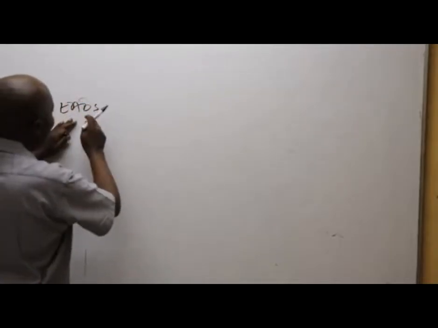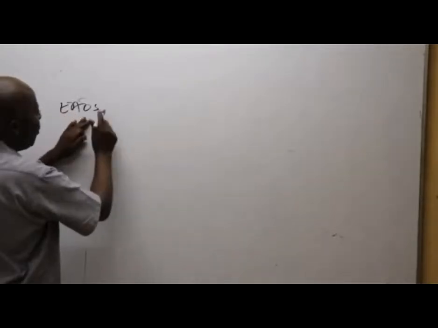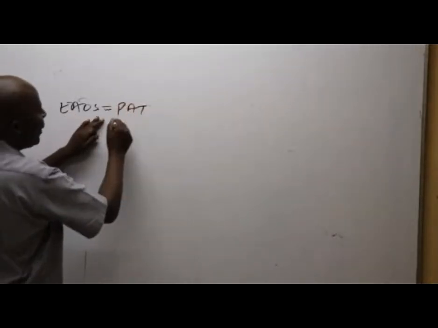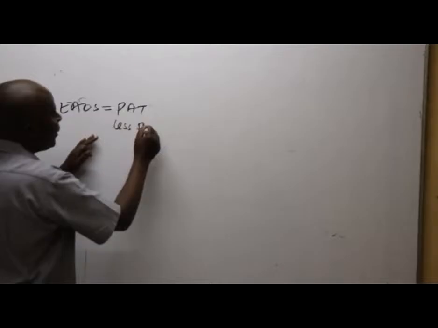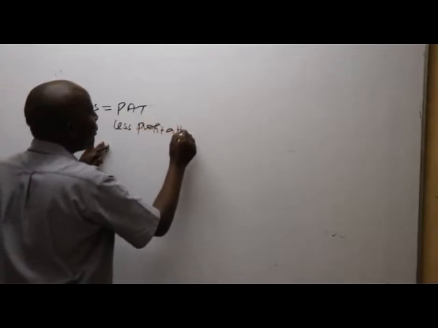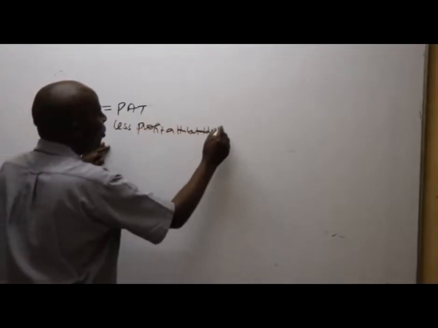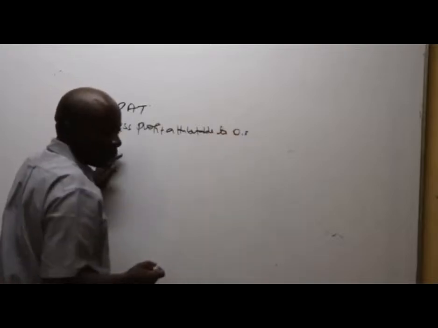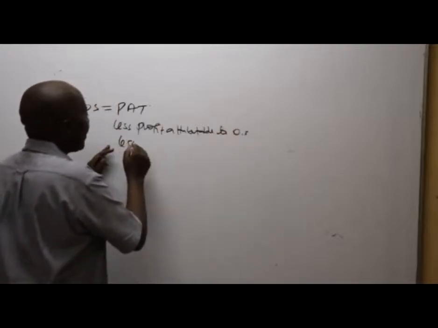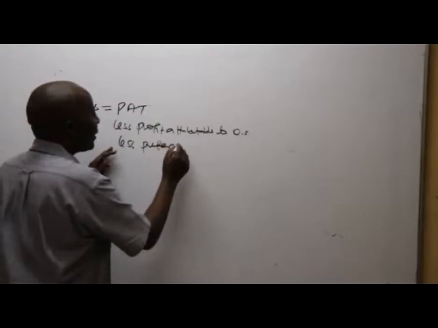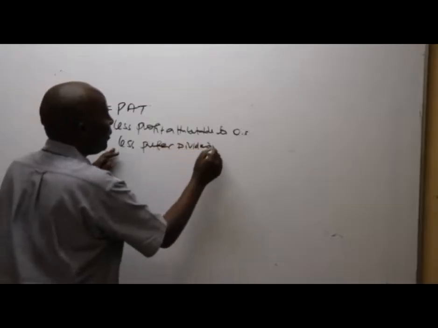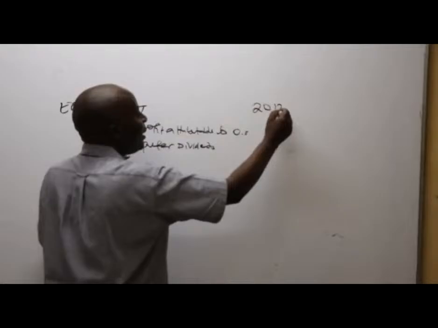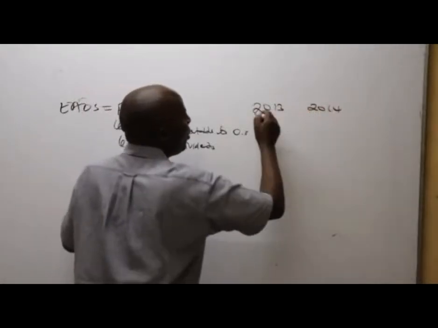The EROs, earnings attributable to ordinary shareholders. Take the profit attributable to ordinary shareholders, then say less preference dividends. Very easy, less preference dividends. We have two years, 2013 and 2014, any low-hanging fruits?